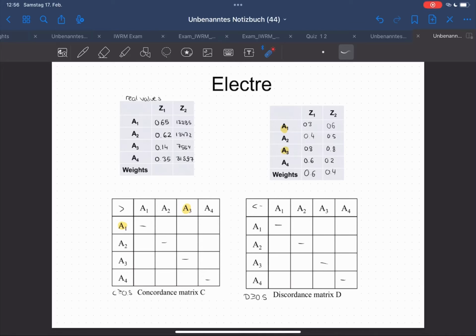Hi, today I'm explaining how ELECTRE works. So first we're gonna start off with a matrix which contains the real values. Here you put in the different options you have, for example, different crops, which you want to compare, from which you want to know which are the most important crops to plant.